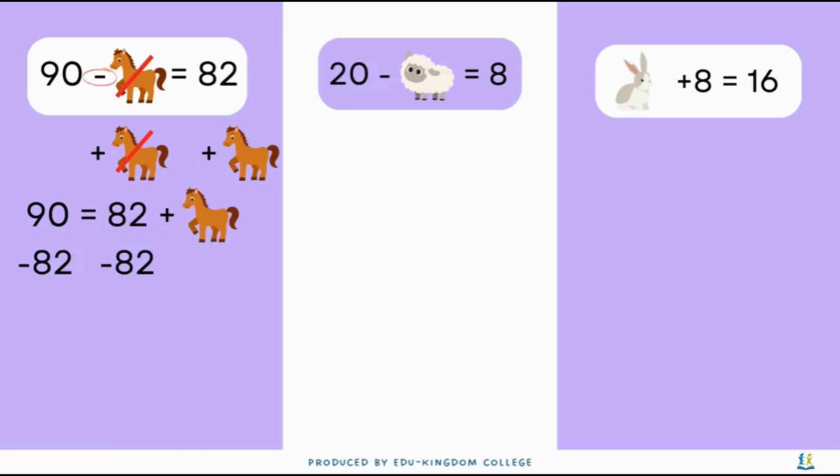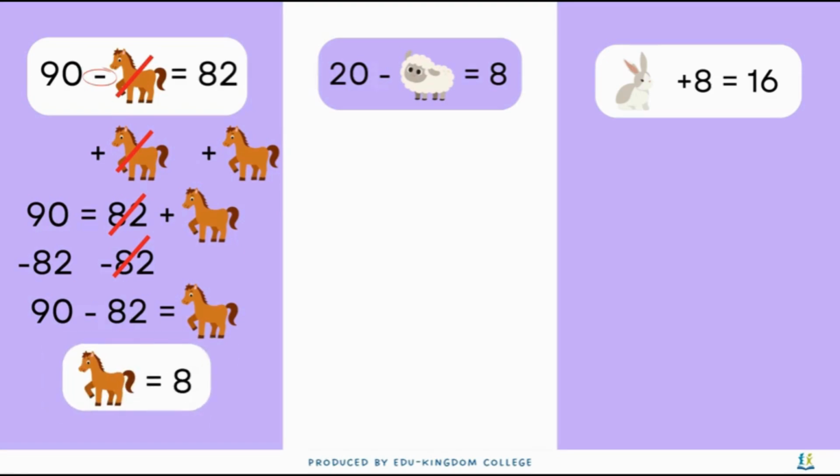What we need to do now is try to get rid of the 82. If there's no sign, it means that it's going to be plus, so I can just minus 82 on both sides. And it'll give me the 82 crossing out each other. So I have the horse equals 90 minus 82. Therefore, the horse is represented by 8.